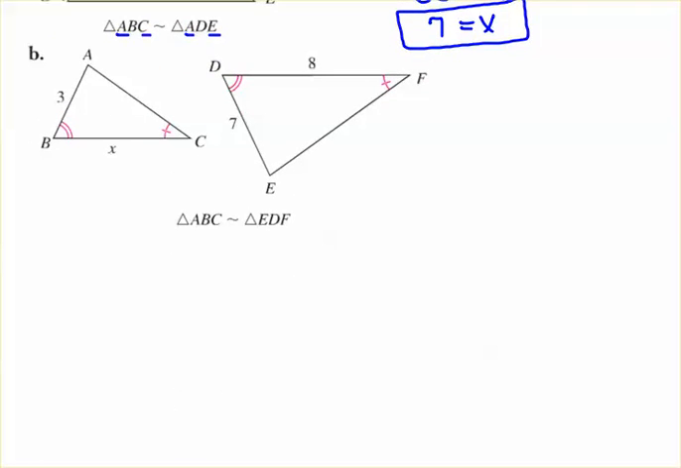What about in this second set here? Here we have two triangles, and again they've given us that triangle ABC is similar to triangle EDF.